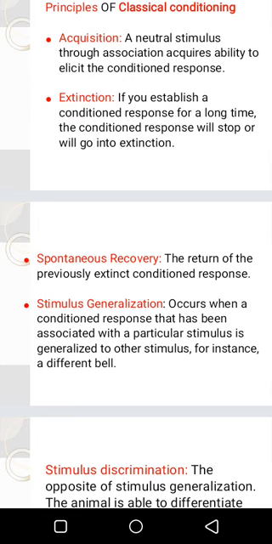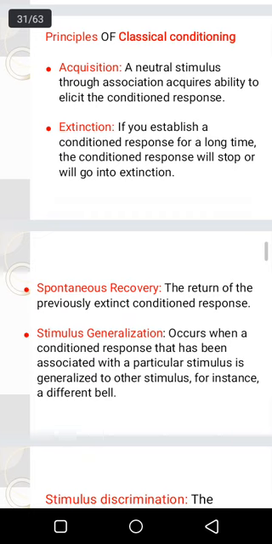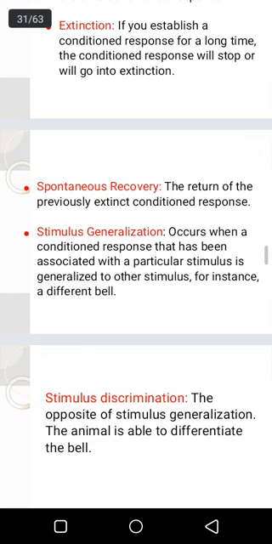We said if the owner of the dog stopped associating the dog with the bell, the dog can stop responding to the stimulus, or rather it will go into extinction. But we are also saying spontaneous recovery, which is a sudden recovery.